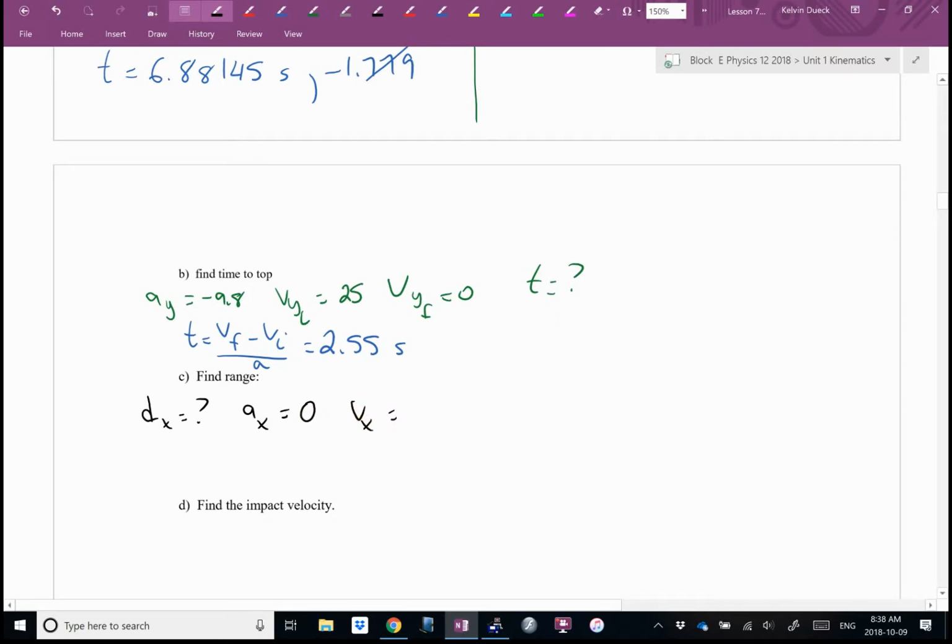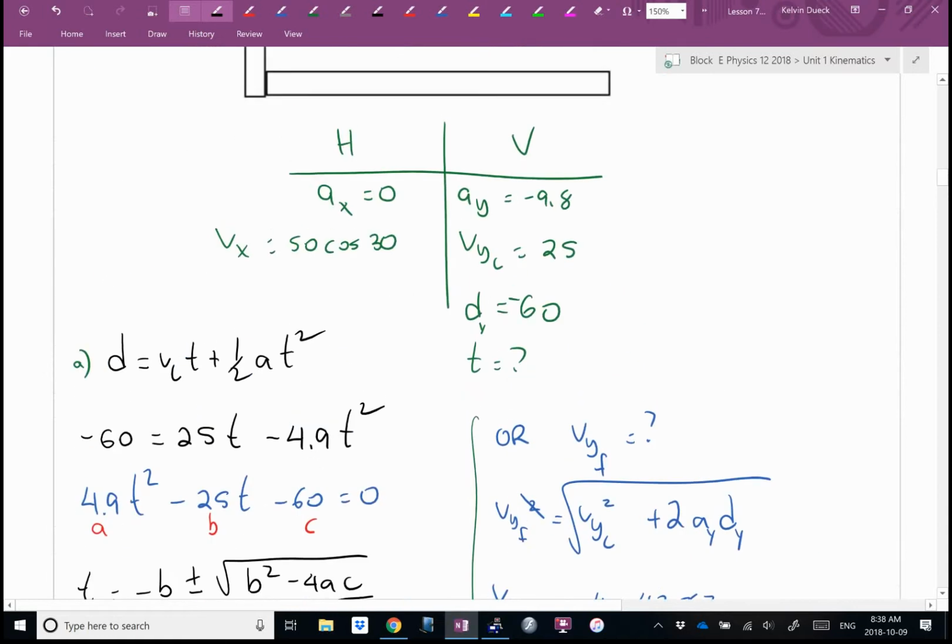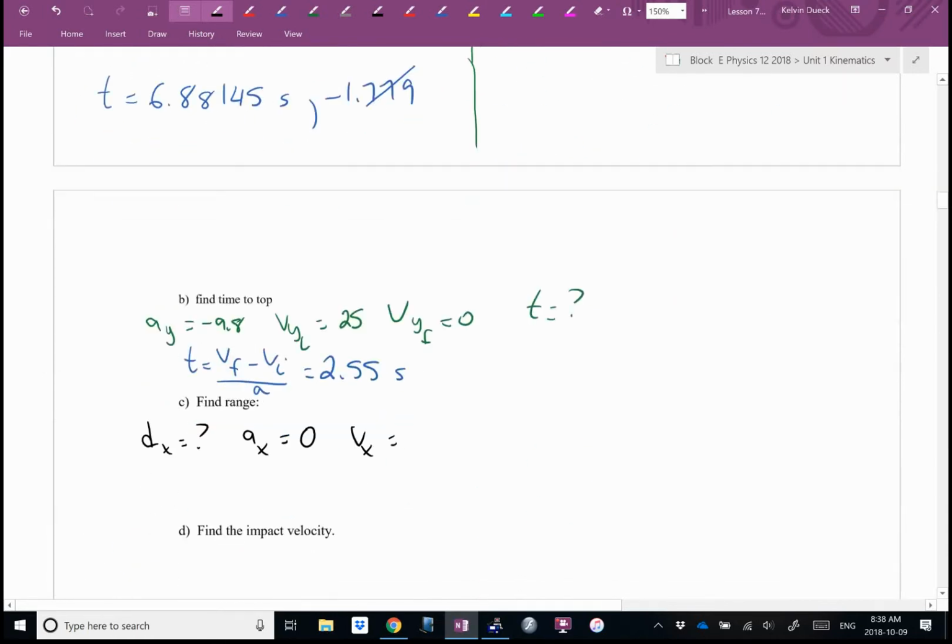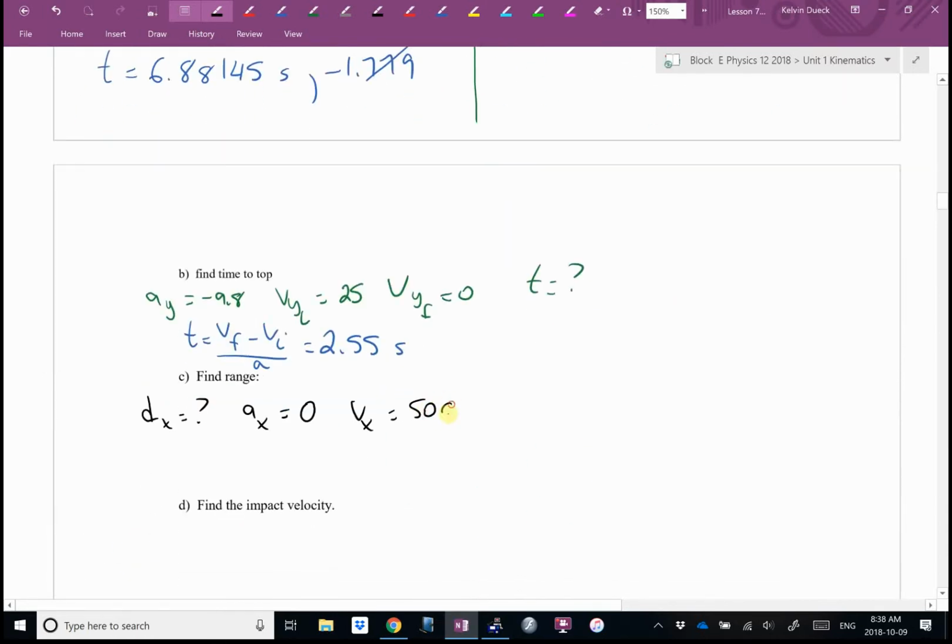Vx was 50 cos 30, and I didn't even bother crunching it, although I could have. What else do I need to find the range?